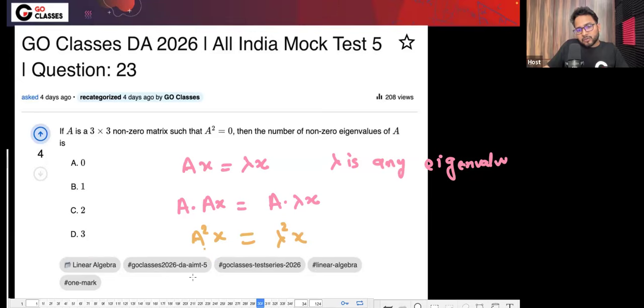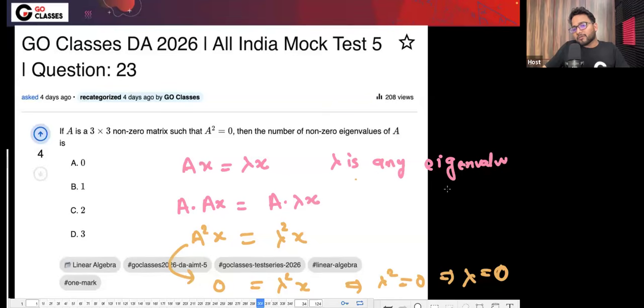Now A square is given to be 0, so you can say lambda square x is 0. And since x is an eigenvector, by the definition of the eigenvector x cannot be 0. Hence lambda square must be 0, hence lambda must be 0, right? You can take any eigenvalue, and ultimately that eigenvalue has to be 0.